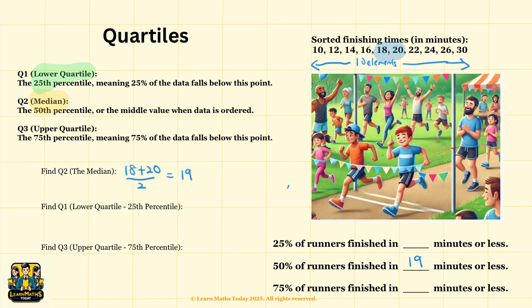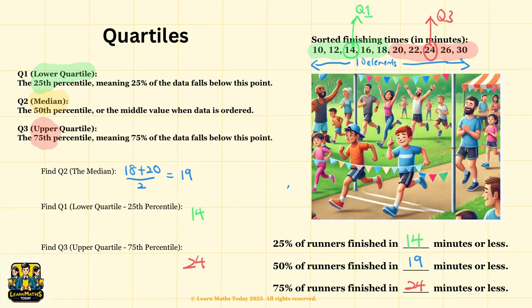In this case, if we split our 10 elements in half, we have 10, 12, 14, 16, 18 in the first set. And so the lower quartile equals the median of this set, which gives us 14. Similarly, for the upper quartile, let's take the second set, which is 20, 22, 24, 26, 30. It has 5 elements, and so the median of this set is 24, which is equal to the upper quartile. The upper quartile is also known as the 75th percentile and also known as the third quartile.